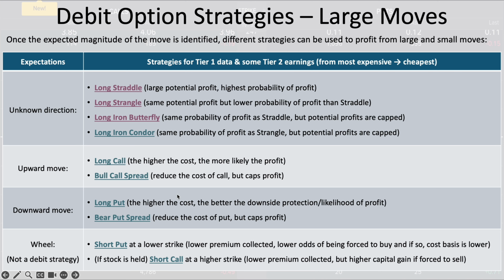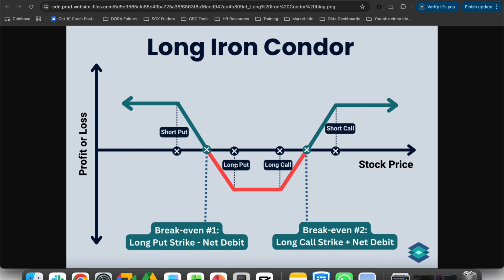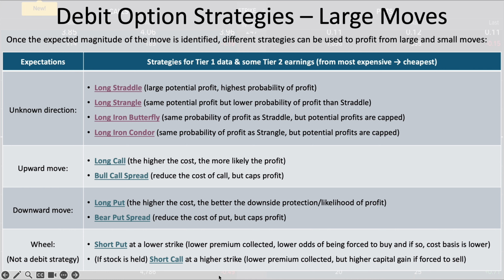Now, similar to the strangle, you have the iron condor, which is, you can see there is the long strangle in here, but then because you sold the further out of the money put and the further out of the money call, your profits are capped, but your cost is less, right?